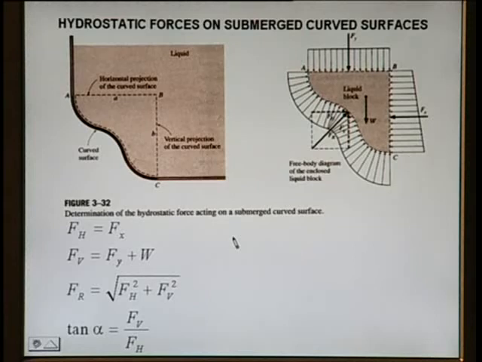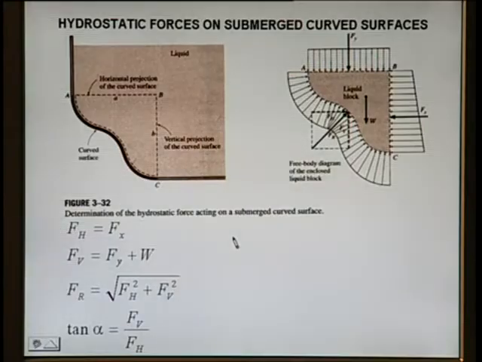Now sometimes we may have a situation where, instead of a plane surface, we may have a curved surface. As we know, fluid, whether it be liquid or gas, needs to be stored. In many engineering applications, we need to store natural gas, LPG, crude oil, etc. For that, sometimes we may have a curved surface.